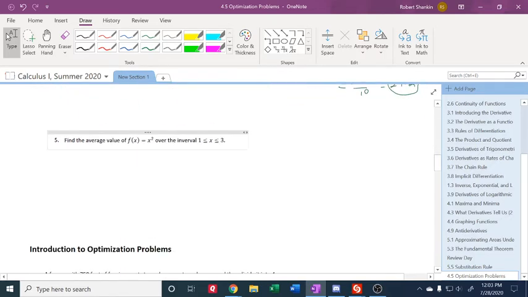Alright, number 5. Find the average value of x squared on the interval 1 to 3.